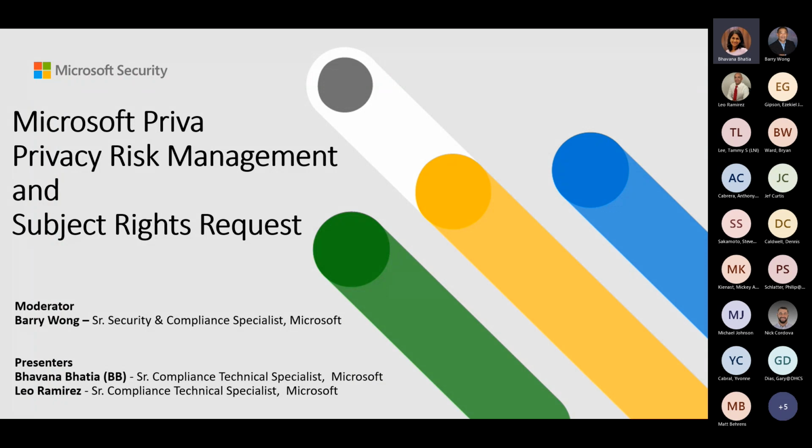Before we start the session, I want to highlight that the Priva privacy risk management solution and subject rights request is not yet available in government community cloud. It will be available to our government customers later this year. For today's session, we will show you privacy management capabilities that are currently available for our commercial customers.